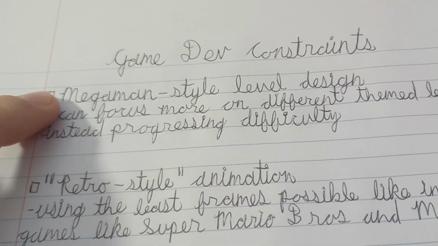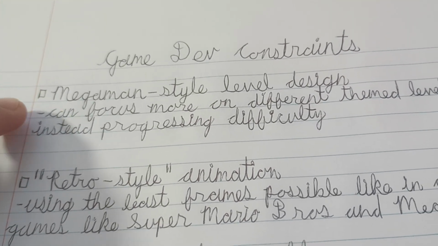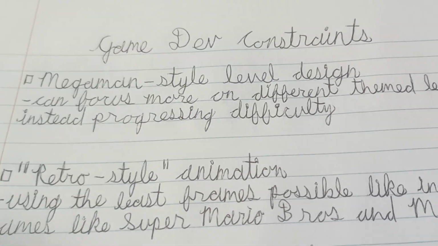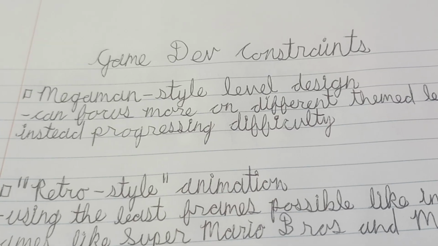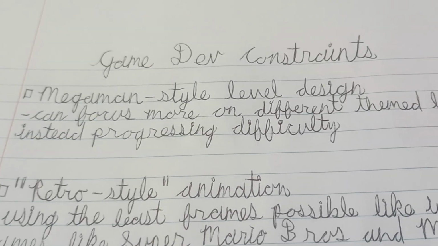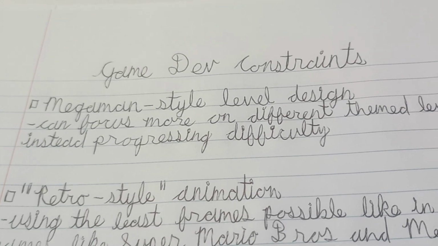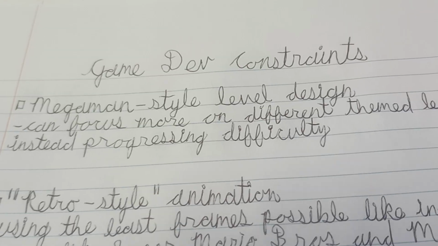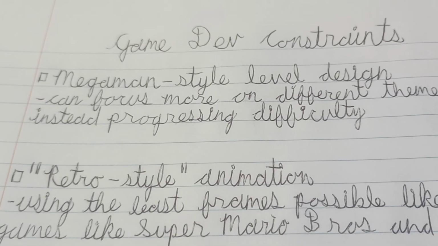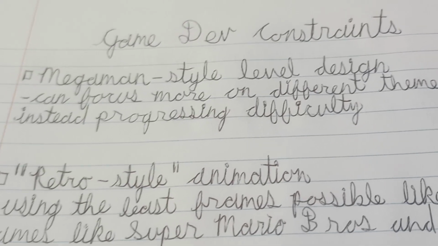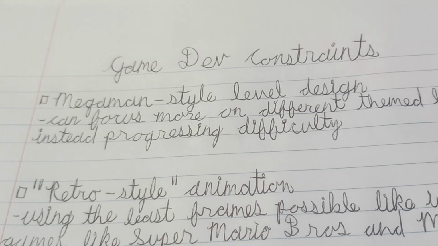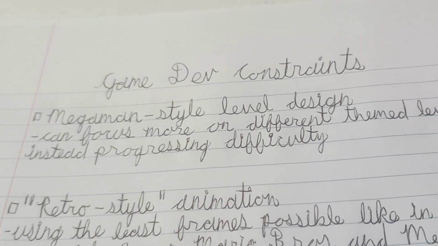So first is I'm gonna have a Mega Man style level design, because in case you didn't know, Mega Man is the game where you have to fight different robot masters, and each one is a different theme. So instead of having to worry about making the levels progressively difficult, the developers could focus on making levels based on different themes. Like, for example, there's a Cutman, there's a Fireman, so they make fire theme levels. There's an Iceman, so they can make winter theme levels, things like that.